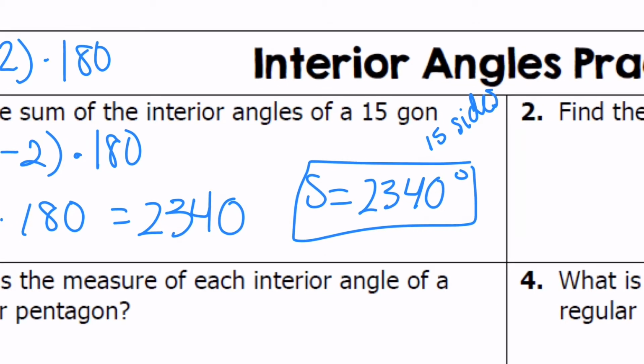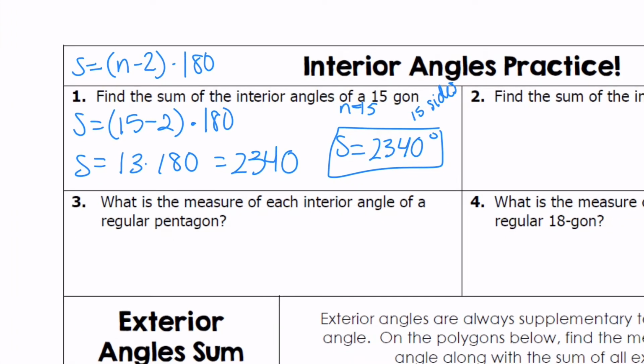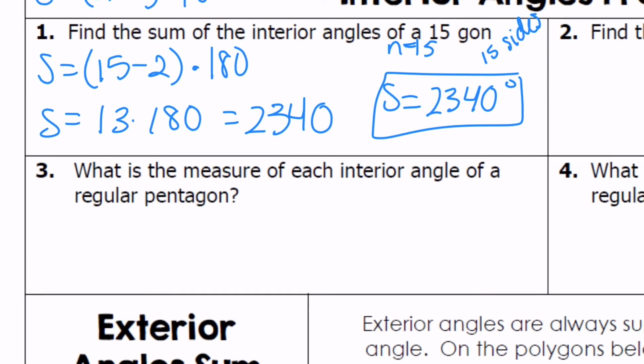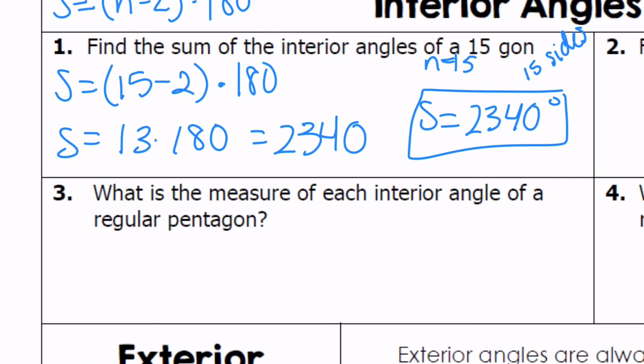Since this has 15 sides, that means N equals 15. I was going to put that up there. So you're taking the number of sides, subtracting 2, and multiplying it by 180. That's going to give you the sum of the interior angles of a shape based on the number of sides.